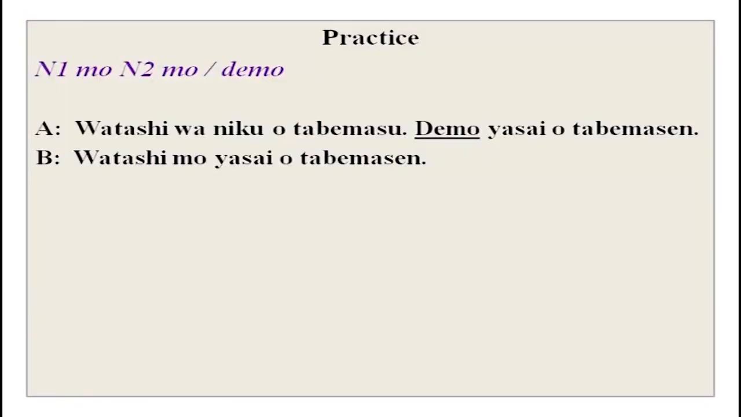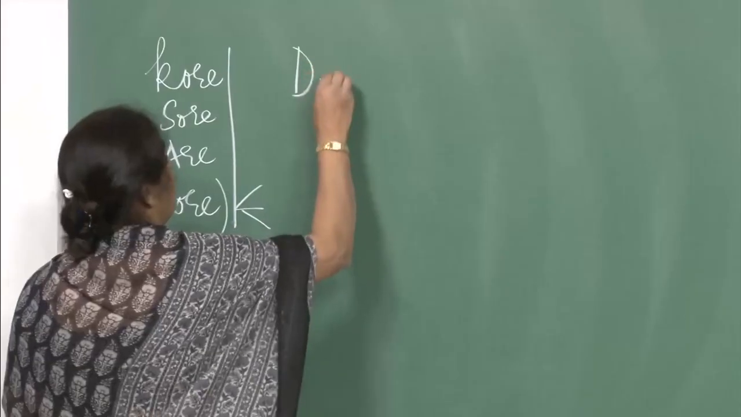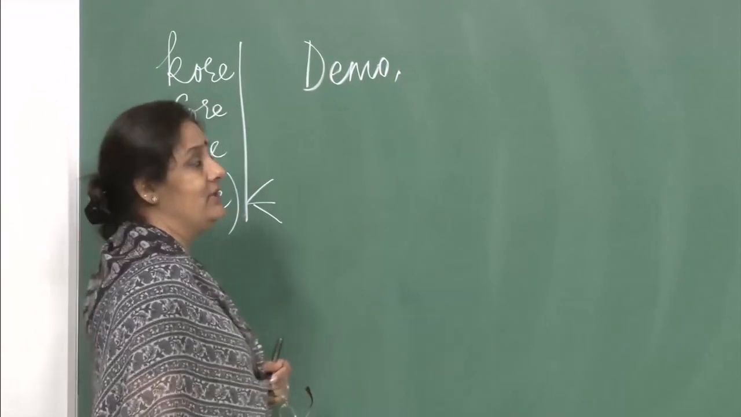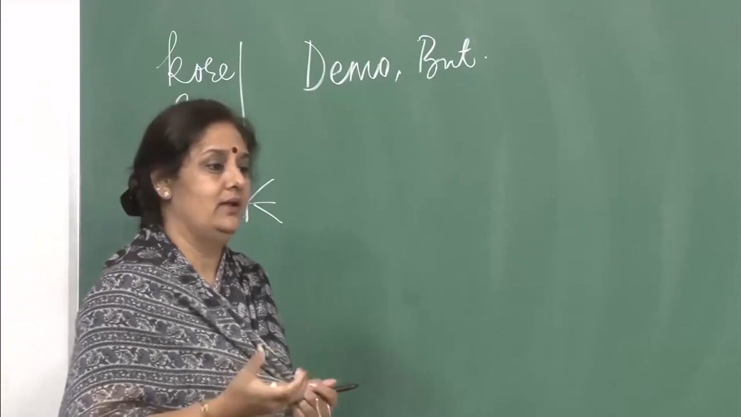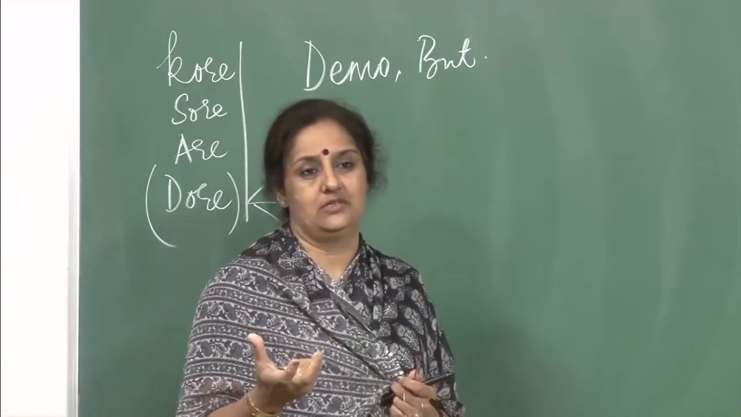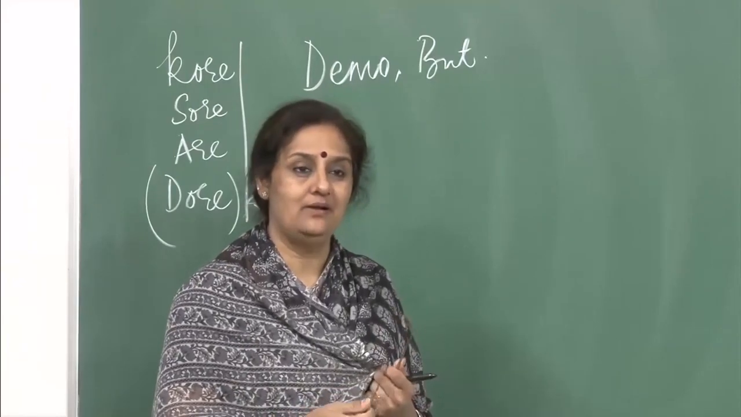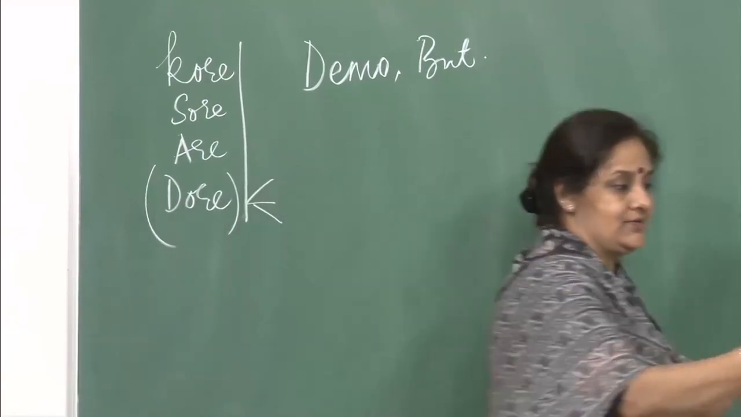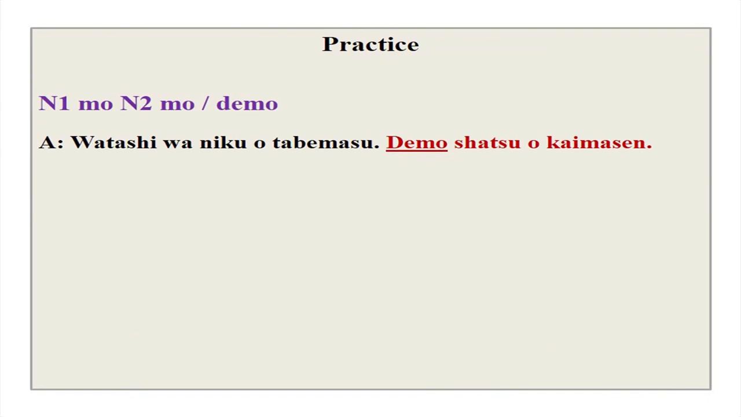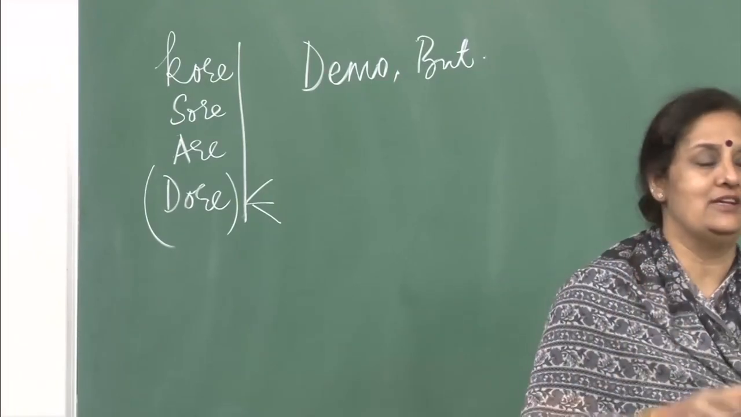Now, we have also done demo in our previous lesson. If you remember, we have done demo. Demo means but. And what does it do? Well, demo shows contrast between two things. But please remember, as I told you last time as well, it is between two similar things. For example, as given over here, watashi wa niku o tabemasu, demo shatsu o kaimasen. If you say that, then it is wrong, because you are not talking about the same thing at all. So, you have to talk about similar things.